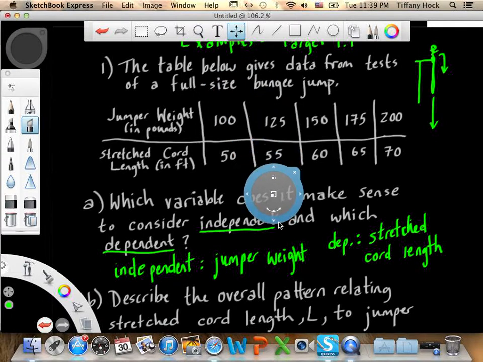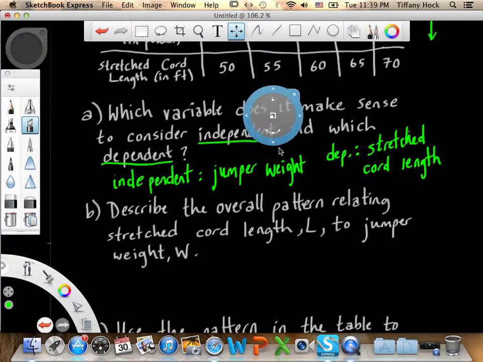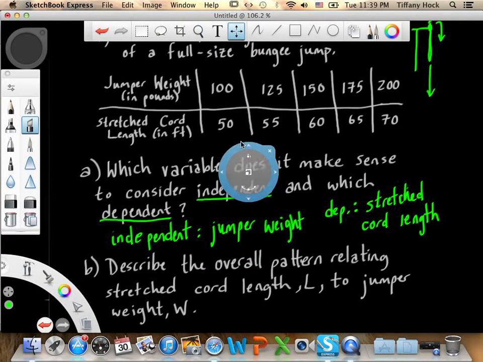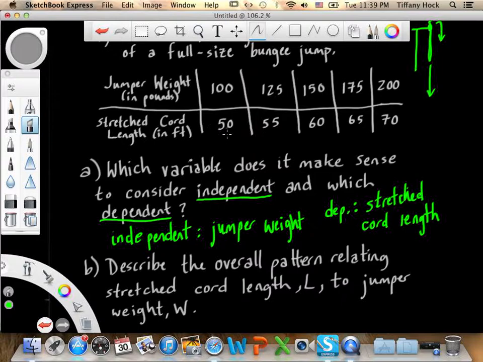All right. Now, part B says describe the overall pattern relating stretched cord length L to the jumper's weight W. Okay, so the overall pattern. Let's look back up here, and I think it's pretty obvious by looking at the table. As the jumper's weight increases, we need to think about what is happening to the cord length. I think we've already mentioned this, that as the weight increases, so does the stretched cord length.